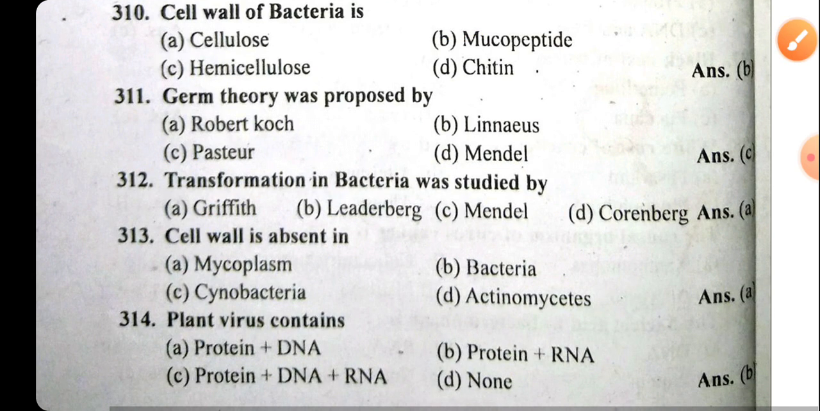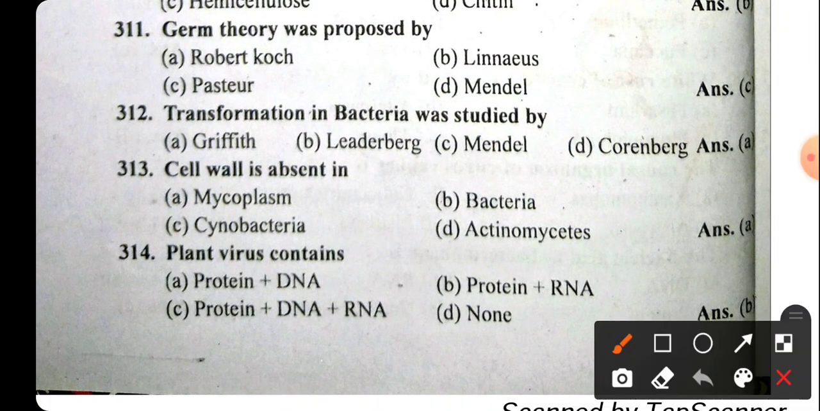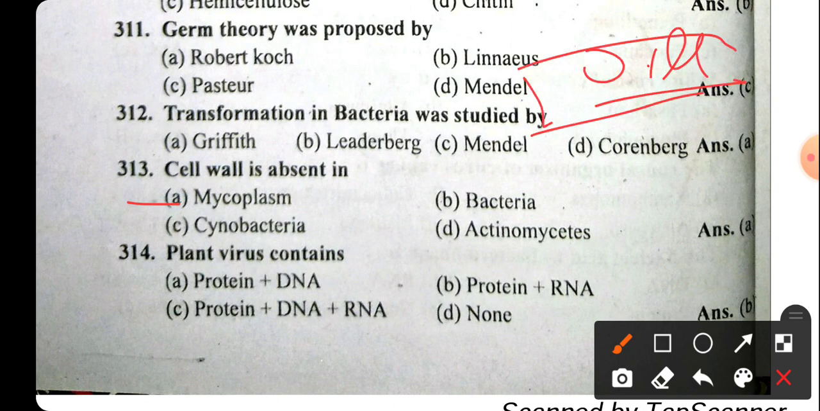Cell wall is absent in Mycoplasma, and we know that Mycoplasma is the smallest known cell, its diameter is 0.1 micrometer. Okay, it's the smallest cell in the world. Now the next question is: plant virus contains, that we know plant virus contains protein plus RNA. Option number B will be the right answer.